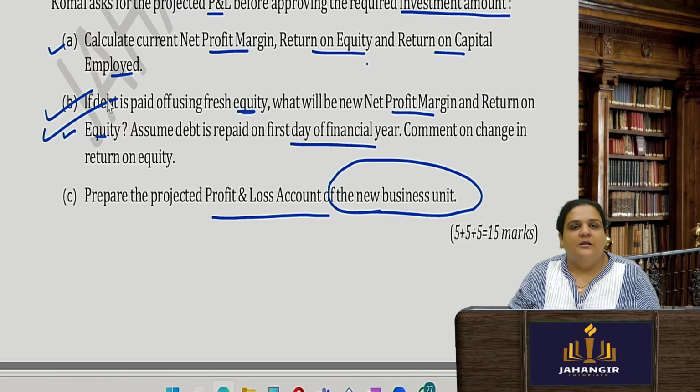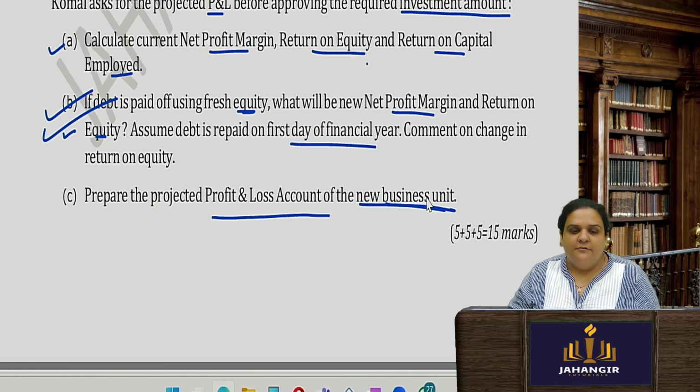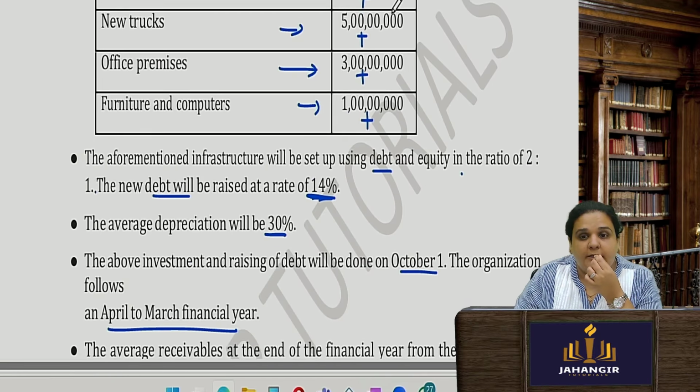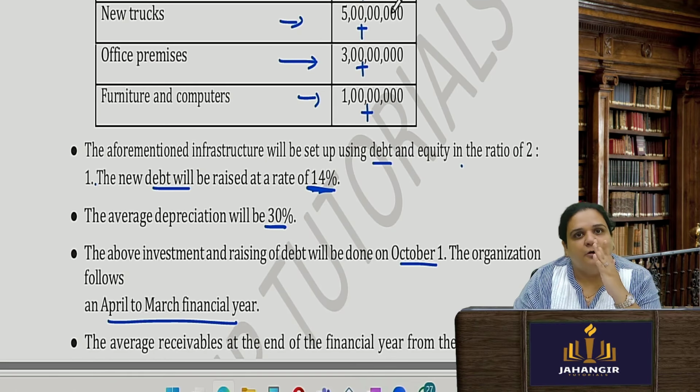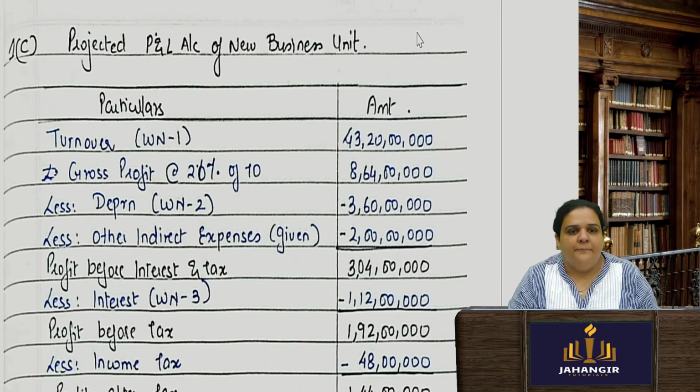Easy now? Now see, they are telling me the projected P&L of the new business unit. Okay, fine. So I will come to the new business unit over here. Now for the new business unit, how much is the capital needed? 15 plus 5, 20 plus 3, 23 plus 1, 24. 24 crores I need, and they are telling me to do it in the form of 2:1. 2 for debt, 1 for equity. That means 16 crore debt, 8 crores equity. That debt is going to be at the rate of 14%. Okay, so projected P&L of the new business unit.